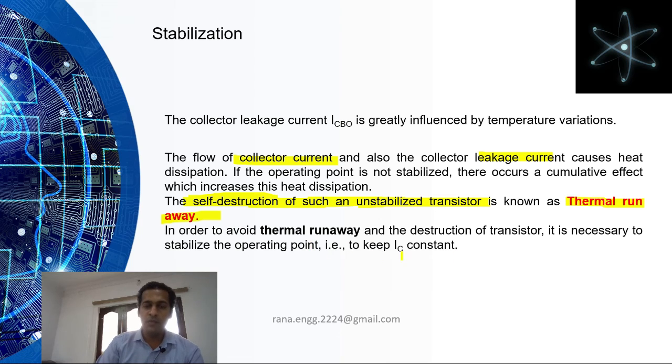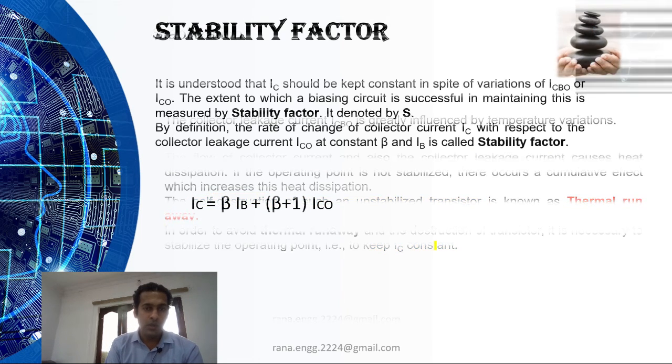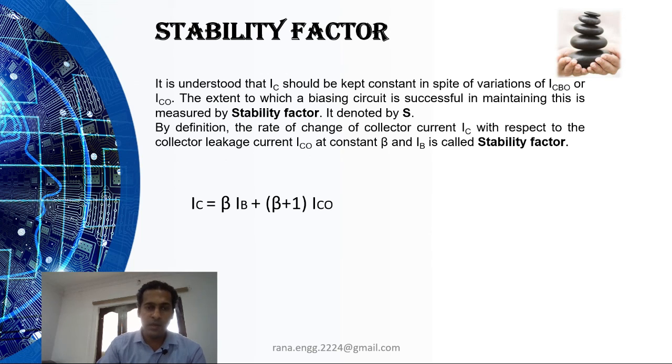To avoid that, we have to keep the value of IC constant. We have to see how to keep it constant. For that we require biasing conditions. The stability factor is given by S, and it primarily depends on the leakage current and beta. The stability factor and biasing we will discuss in the next session.